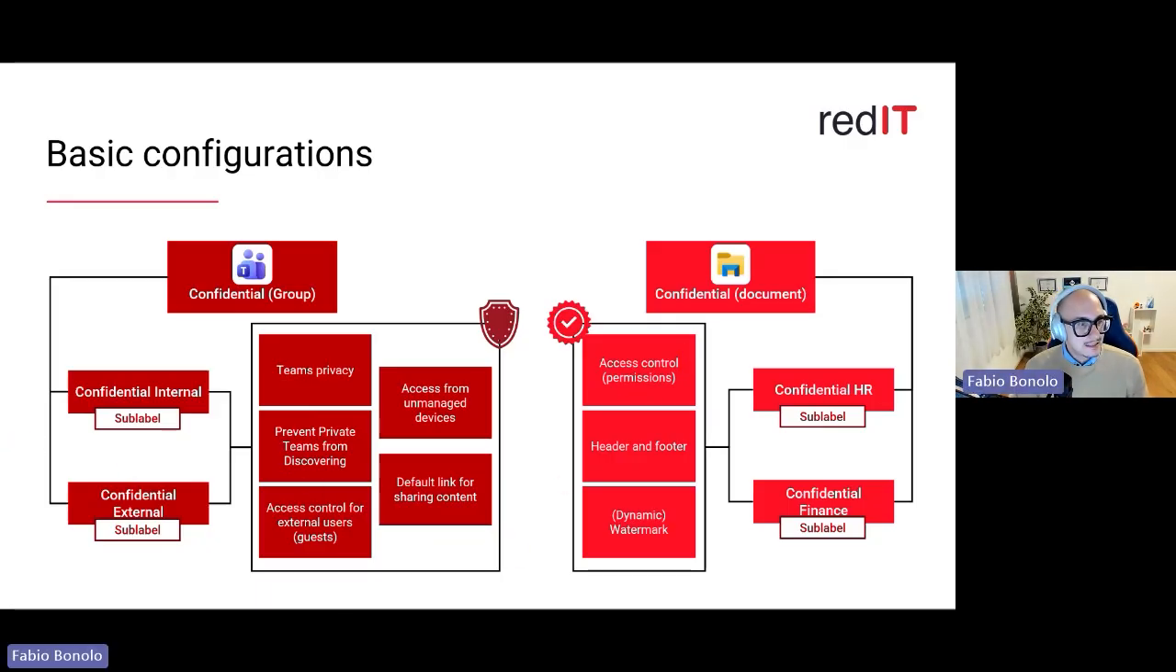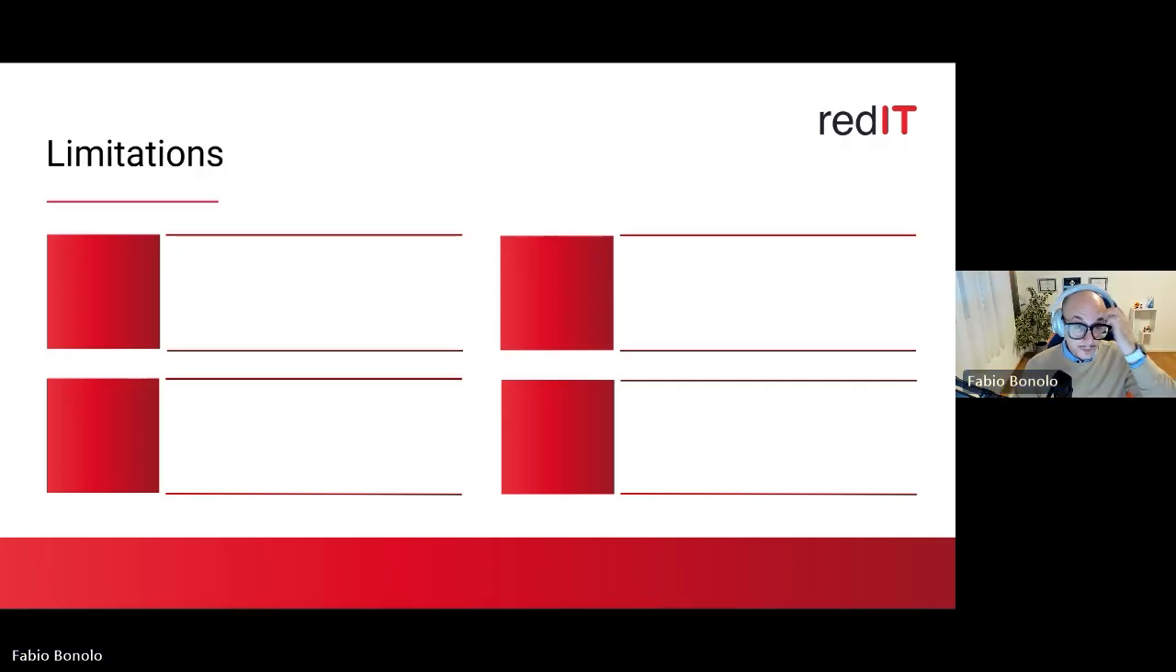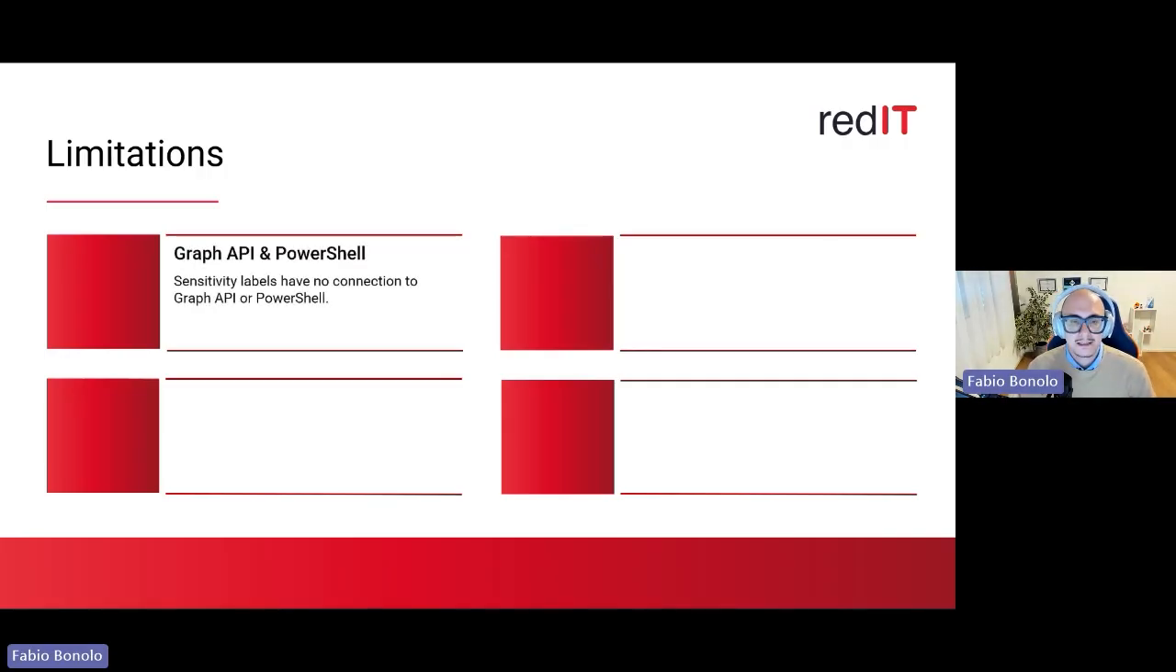Now, let's look into the limitations. The limitations on one part is that sensitivity labels have no connection to Graph API or PowerShell. So when you work with Microsoft Purview, you know about the IPPS PowerShell connection that you can set for different kinds of configuration. In other Purview solutions, sensitivity labels don't support that.